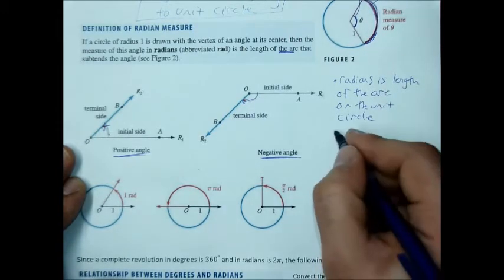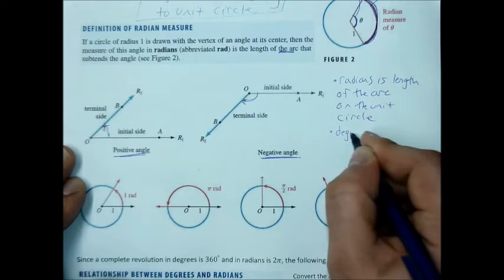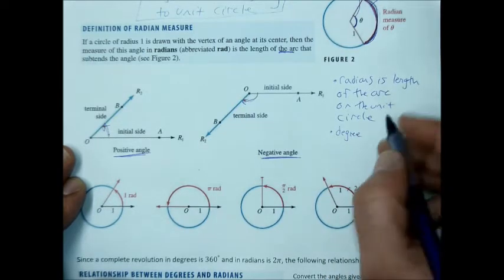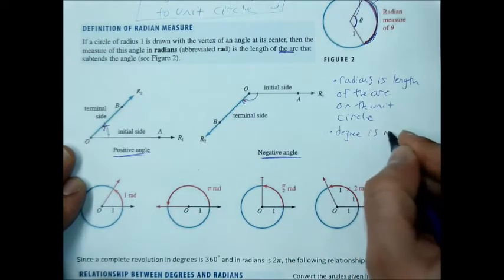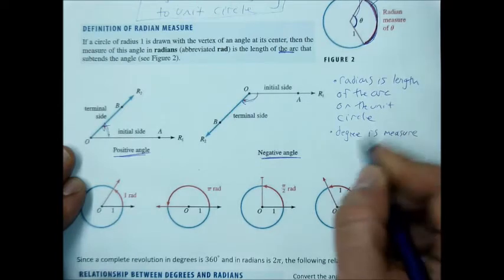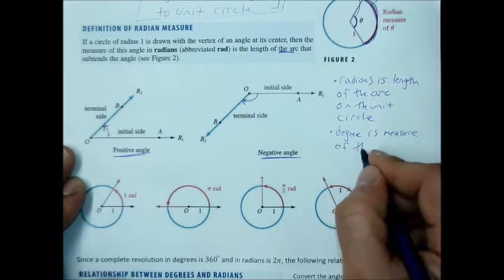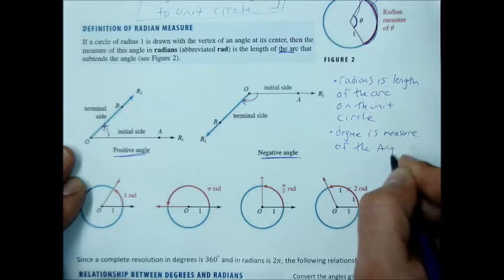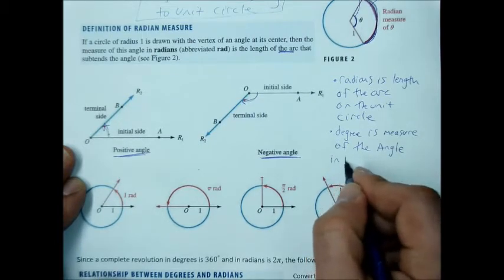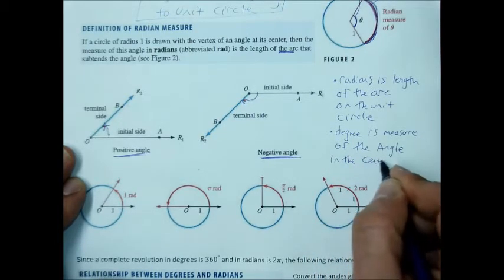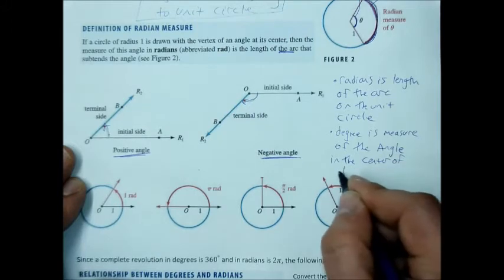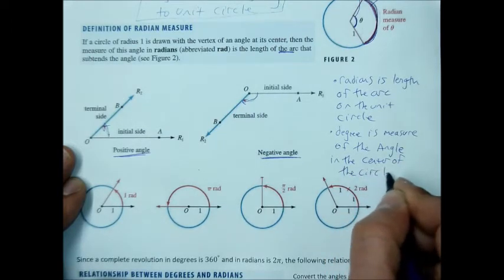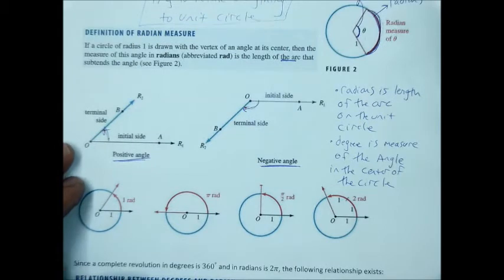And degrees is the measurement of the interior angle. So degrees is the measurement of the angle in the center of the circle. Just wanted to write down in words what we had just described in that picture there, right?